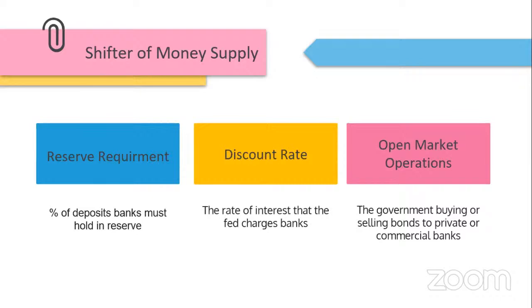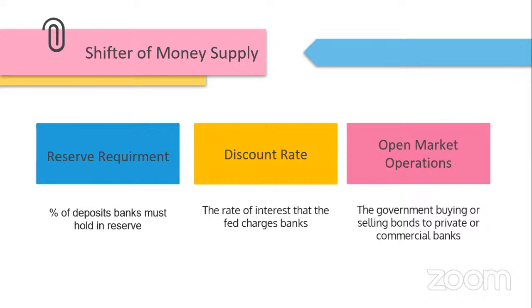In discount rate, when a commercial bank borrows money, they can either borrow it from other banks or from the government. The rate they pay to the government is the discount rate. When the discount rate is low, the money supply is high because it's easier and cheaper to borrow. When the discount rate is high, money supply is low because it's harder and more expensive to borrow.